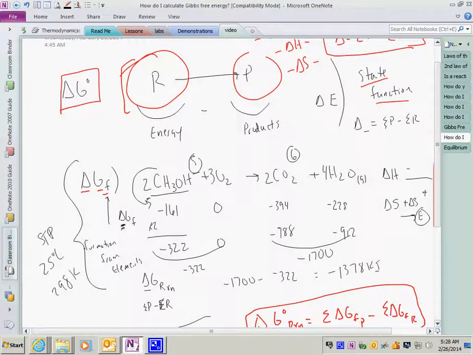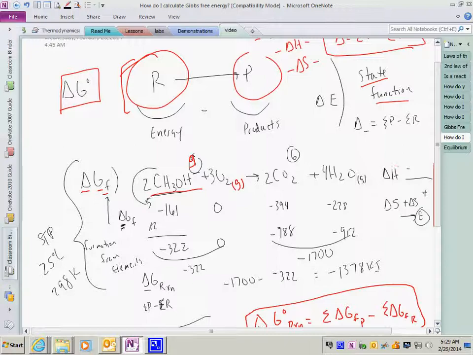So I have done an equation here, which is methanol, and I balanced it, 2 methanols plus 3 oxygens. I do believe this is saying it is a gas, and then forming 2 carbon dioxides, and then 4 waters, also gases.